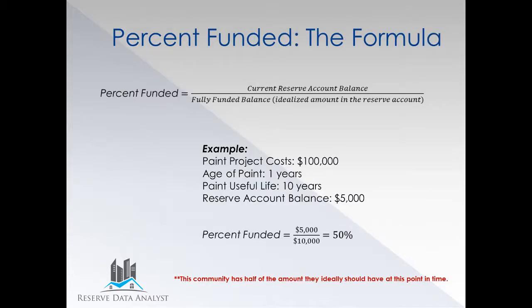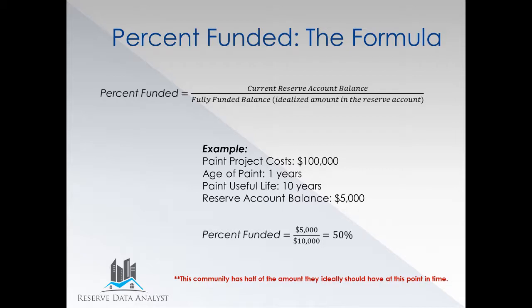This is a simple formula. Percent funded equals the current reserve account balance. That's how much is actually in the reserve account, divided by the fully funded balance, which is an idealized amount in the reserve account. It's an amount that offsets the accumulated deterioration of that component.